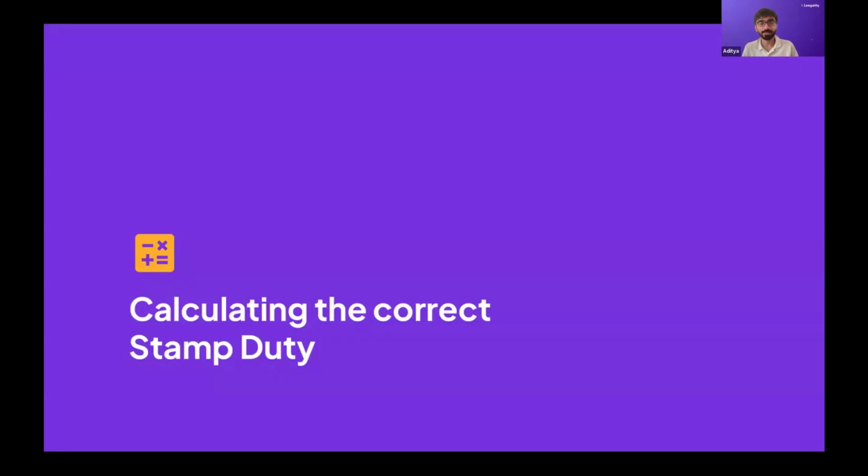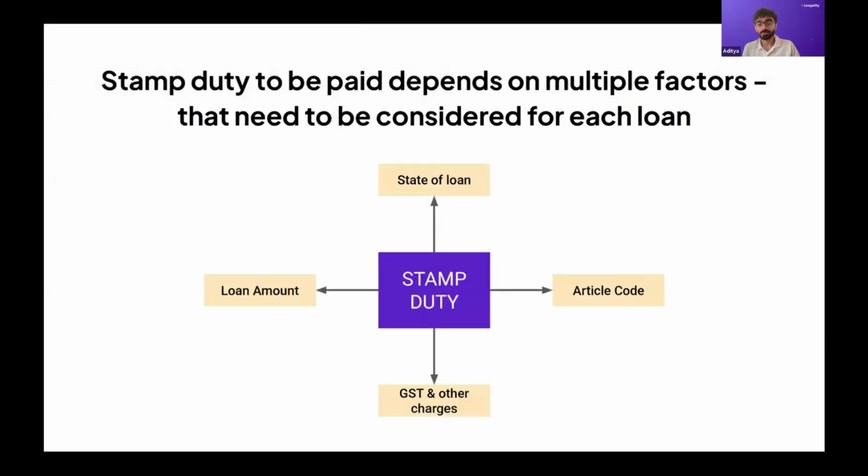First is, of course, calculating stamp duty. The final stamp duty amount that you pay depends on several factors, like loan ticket size, type of loan, which state, a bunch of things. Essentially, think of these as various fields or data that you input into a loan transaction. Stamp duty is an output coming out of this. Hold this thought of these fields as an input and stamp duty as an output. Hold that thought, we'll come to it in a bit.